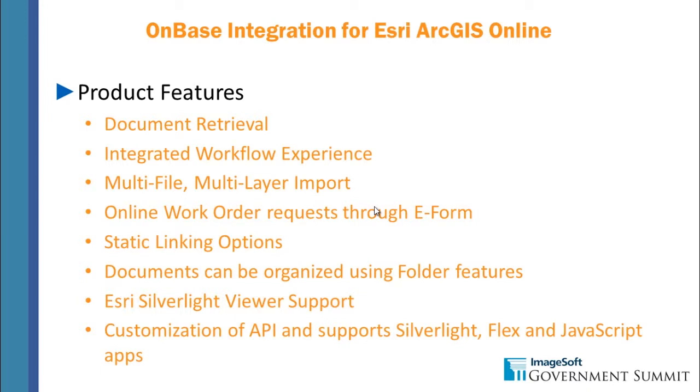So what can you do with ArcGIS Online? And I'll go through this in the demo as well. This is just a sort of list way of showing it. Document retrieval, which is pretty straightforward. Workflow, multi-layer importing, which means I can link a document, or a piece of content, to multiple layers within a GIS. Work order requests, which is what we were talking about earlier. Static linking options, you can read it. We do support the Silverlight viewer, which is what I'll be showing today.